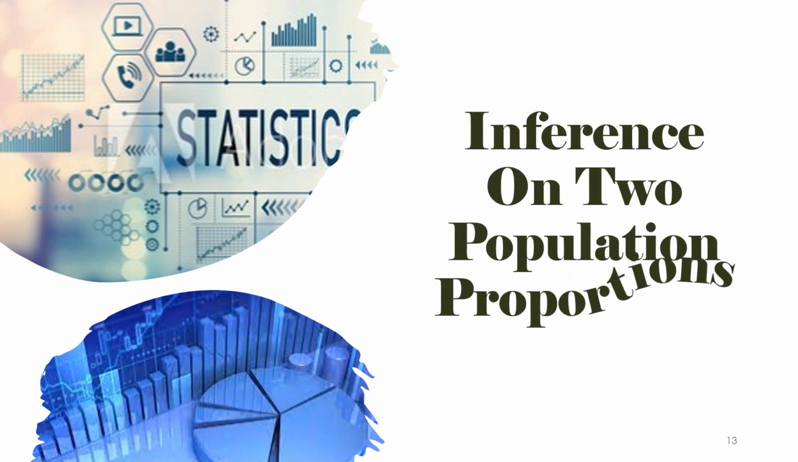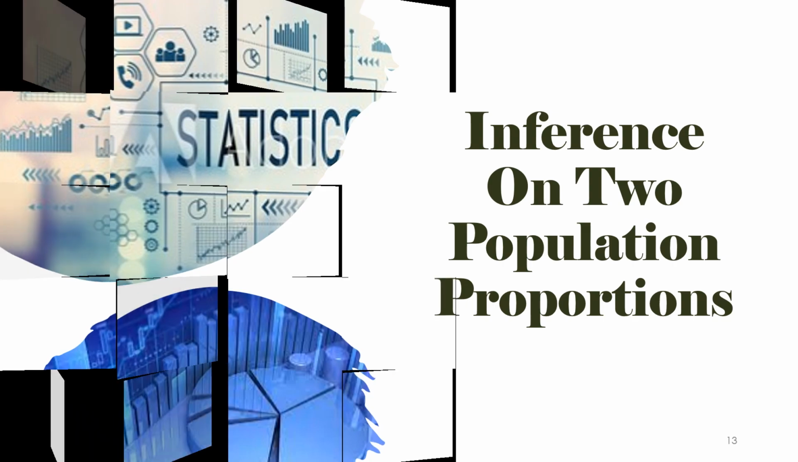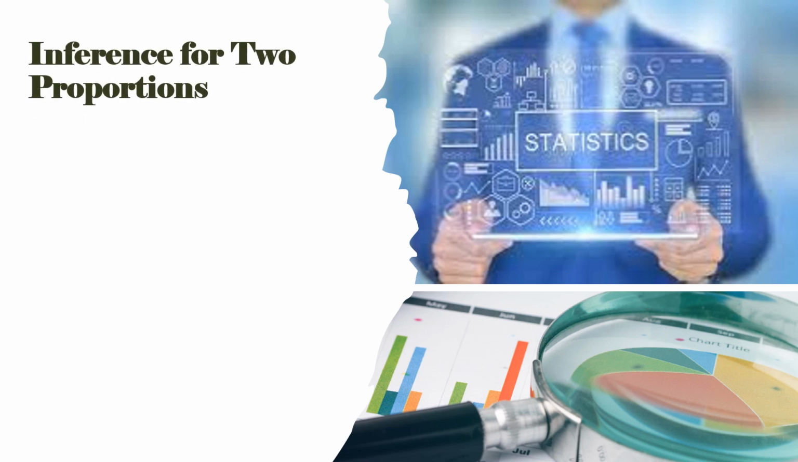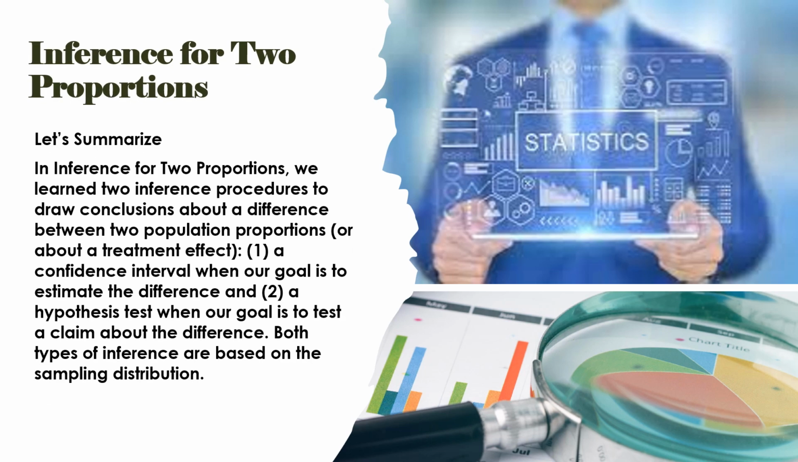Inference for two population proportions. Let's summarize. In inference for two proportions, we learn two inference procedures to draw conclusions about a difference between two population proportions or about a treatment effect. One, a confidence interval when our goal is to estimate the difference, and two, a hypothesis test when our goal is to test a claim about the difference. Both types of inference are based on the sampling distribution.